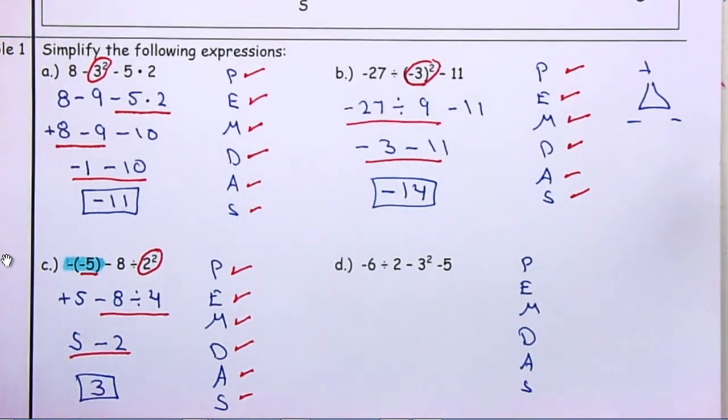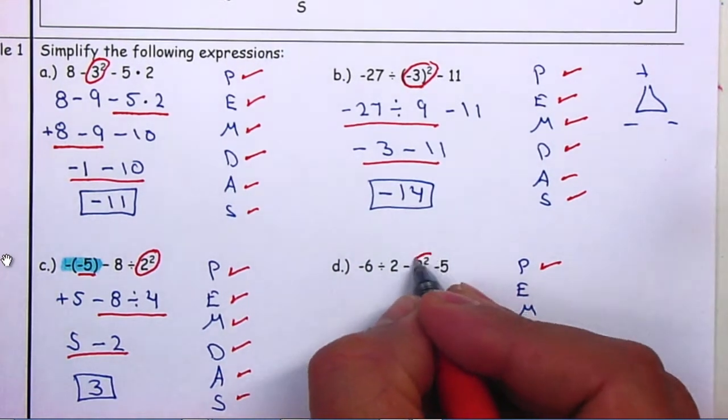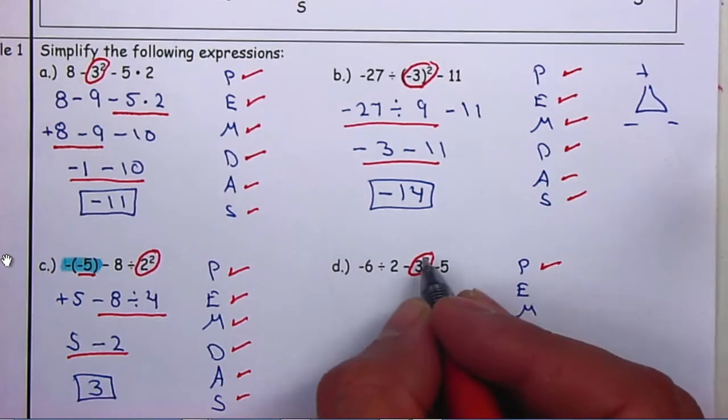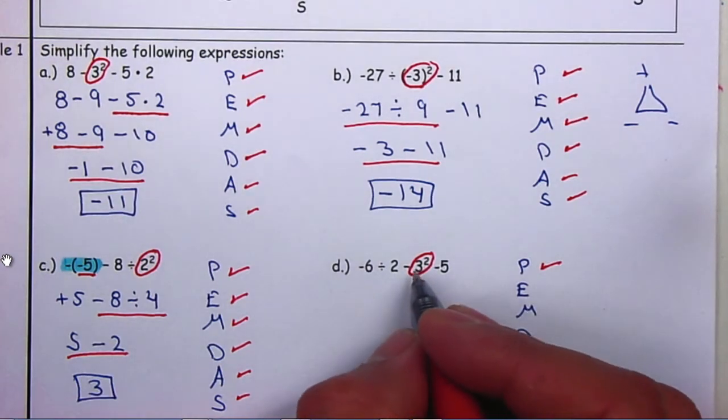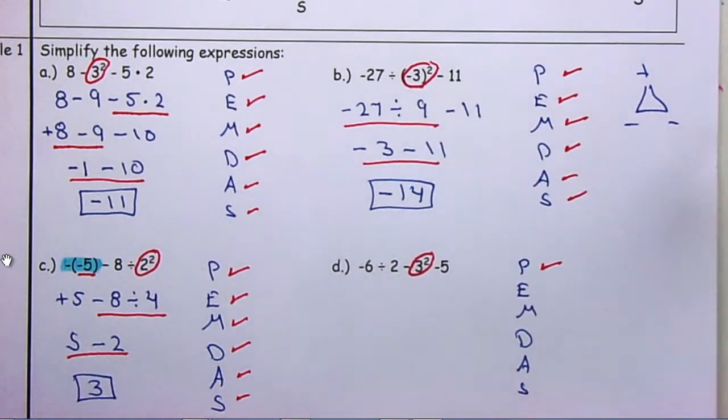First, parentheses. Let's say I don't have any parentheses. Exponent, I do have an exponent. Only the 3 is being raised to the second power, not the negative. Remember, if it was also the negative, if it was negative 3 times negative 3, it will be written just like we have it on letter B.